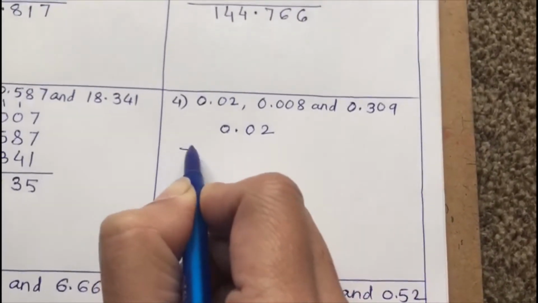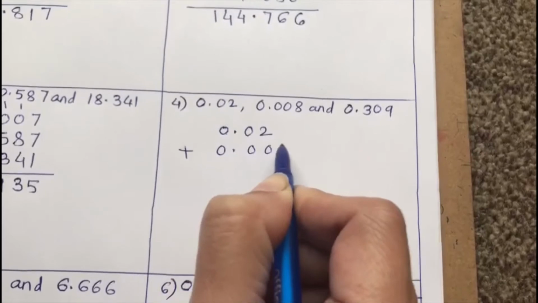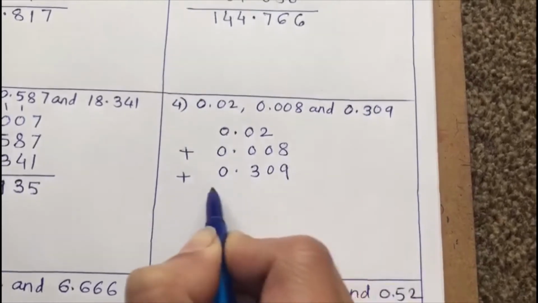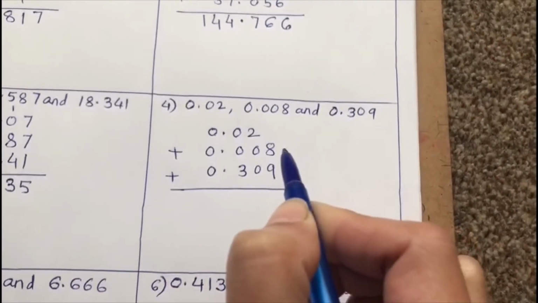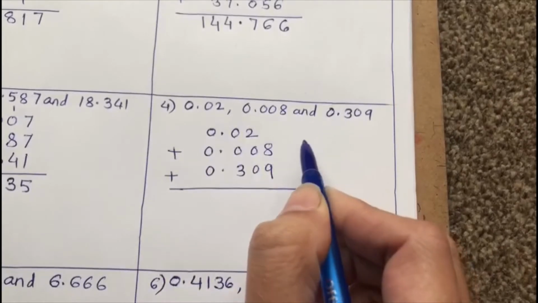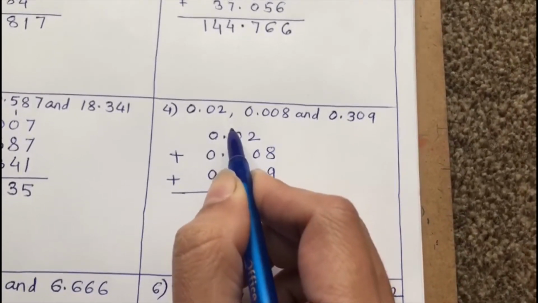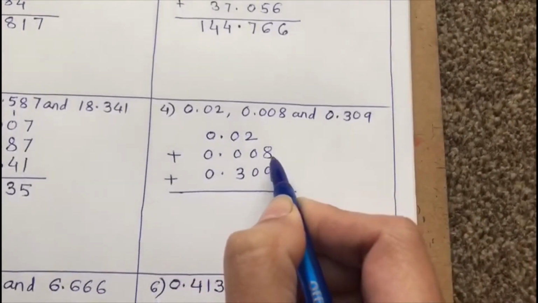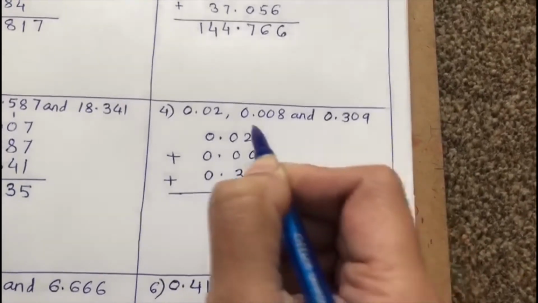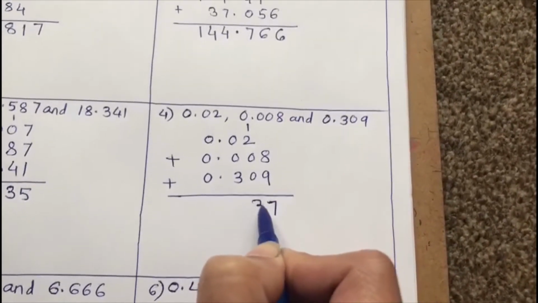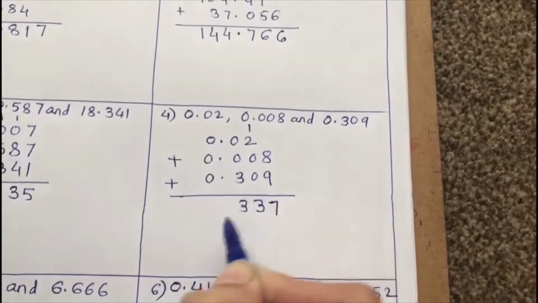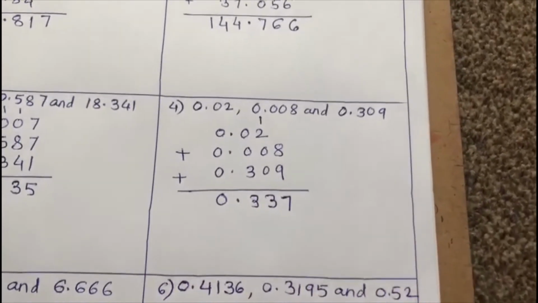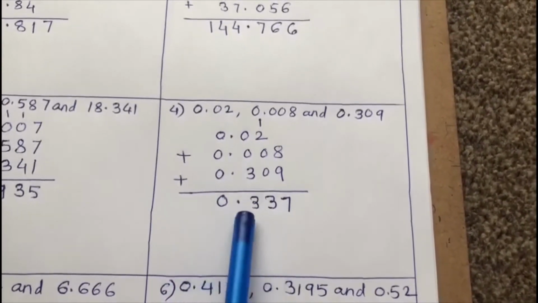0.02 plus 0.008 plus 0.309. When we do addition of decimal numbers, we have to take care that the decimal points of all the numbers should be in the same vertical line. Now 8 plus 9 is 17. 2 plus 1 is 3. 3 plus 0 is 3. So I give decimal point here, and 0 plus 0 is 0. So the answer is 0.337.